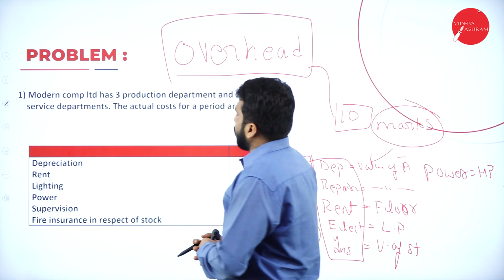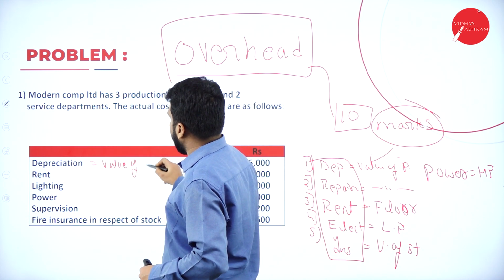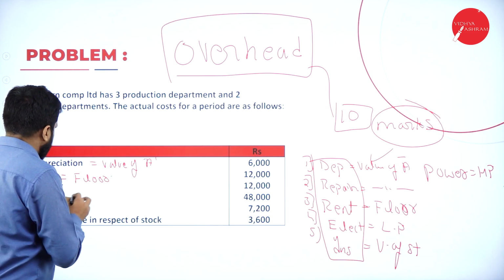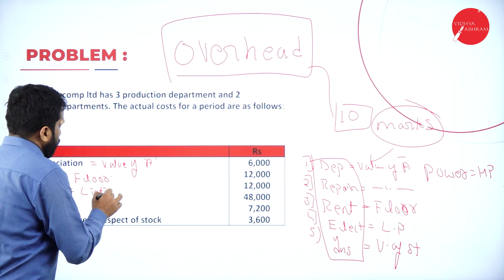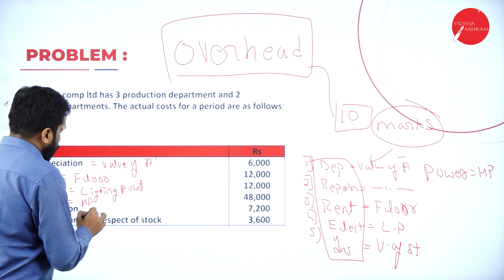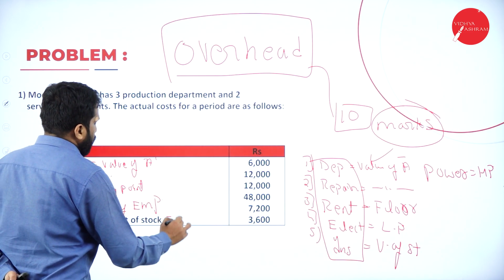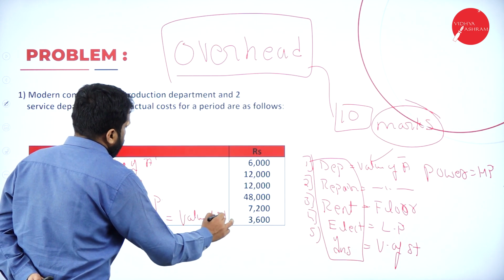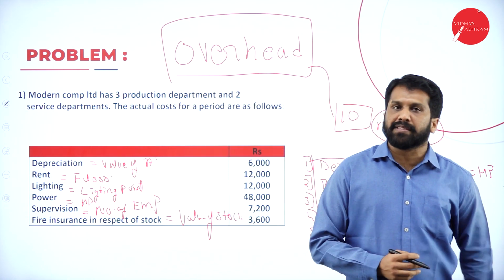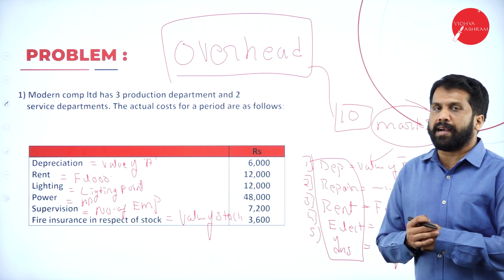Now, these are the overheads. We have depreciation on the basis of value of asset, rent on the basis of floor area, lighting on the basis of light points, power on HP, supervisor on number of employees, insurance on value of stock. Along with this, they may ask you direct expenses on the basis of indirect, indirect expenses on the basis of direct. So these are the apportionment bases you have to learn.